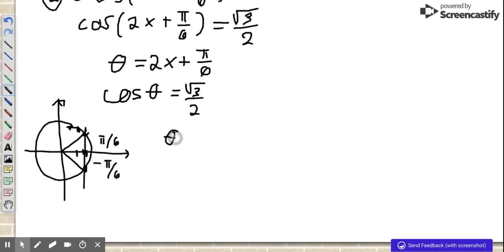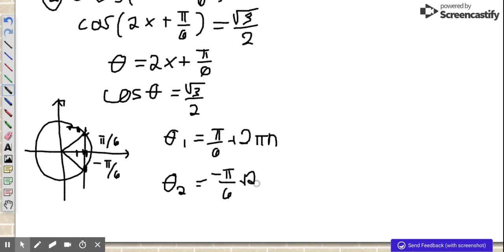So theta 1 is going to be equal to pi over 6 plus 2 pi n. And theta 2 is going to be equal to minus pi over 6 plus 2 pi n. That's a plus, a very horrible plus. But again, like I said, our goal is to find x, not find theta. So here what I would do, I'm just going to bring this one up here. So I'm going to substitute back with this one.